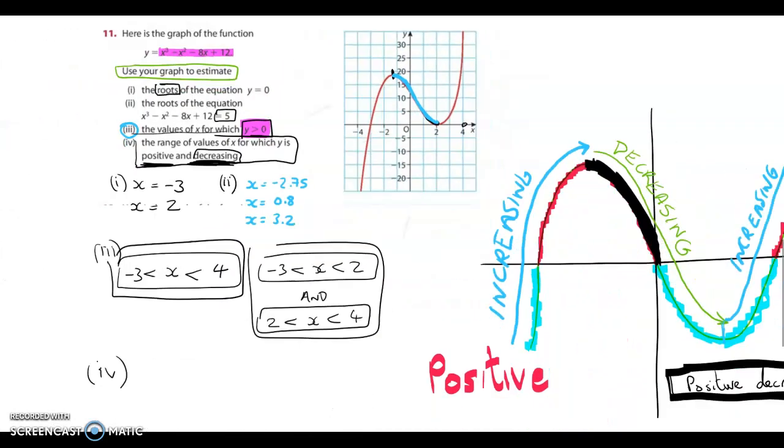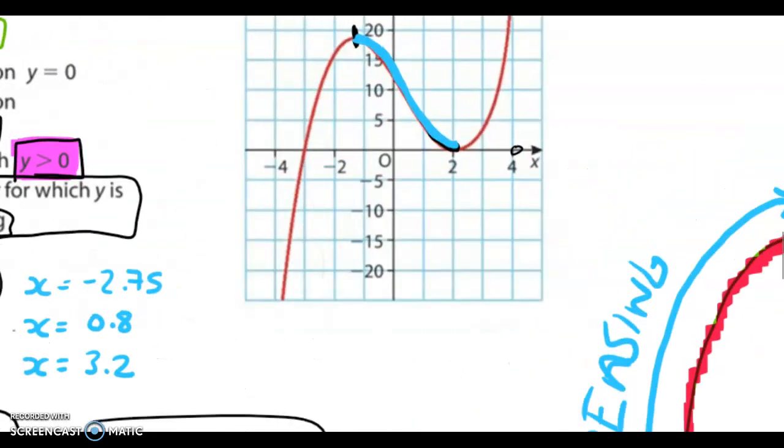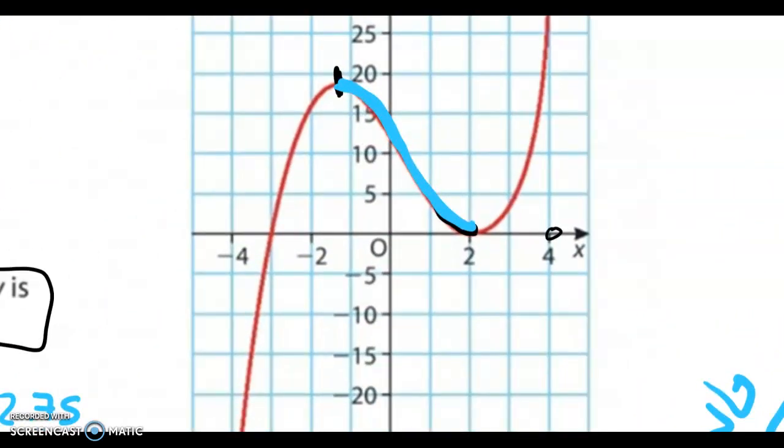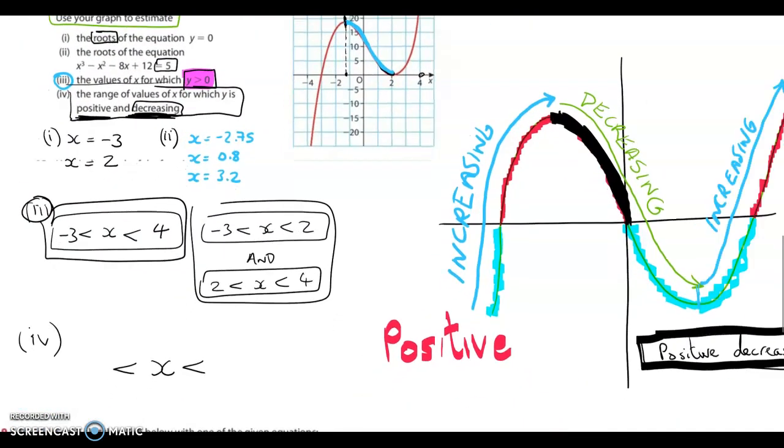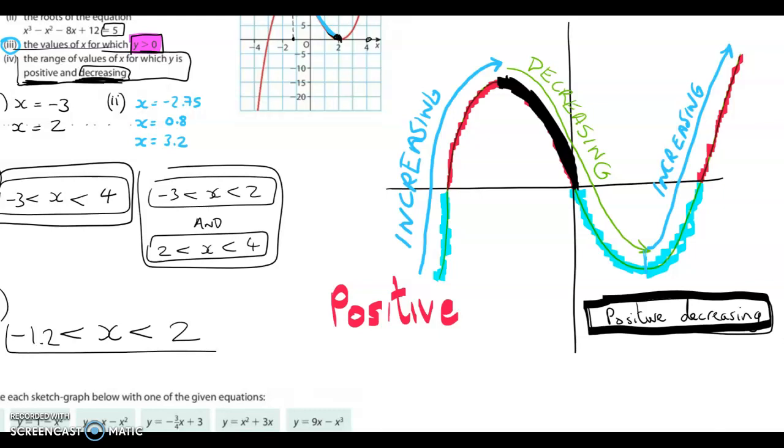Okay, now how do I write that? Well, it's very similar to the way I just answered the previous question. Where is it positive and decreasing? So put in your two arrows, going to the left. Where does it start being positive decreasing? It starts around about here. Where is that? Let's work our way down and read off the x-axis. This point here is a little bit less than -1. It's -1.2, maybe. So from -1.2 to here, and that's clearly 2. Those are the range of values of x where y is positive and decreasing.